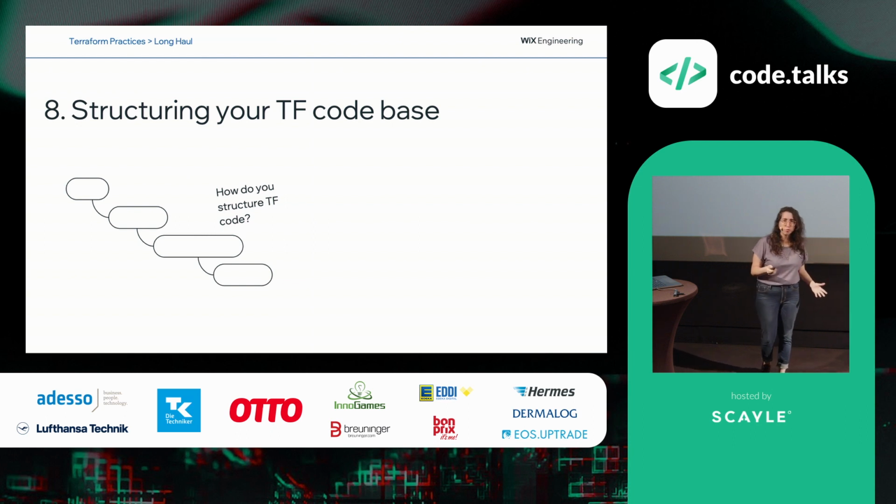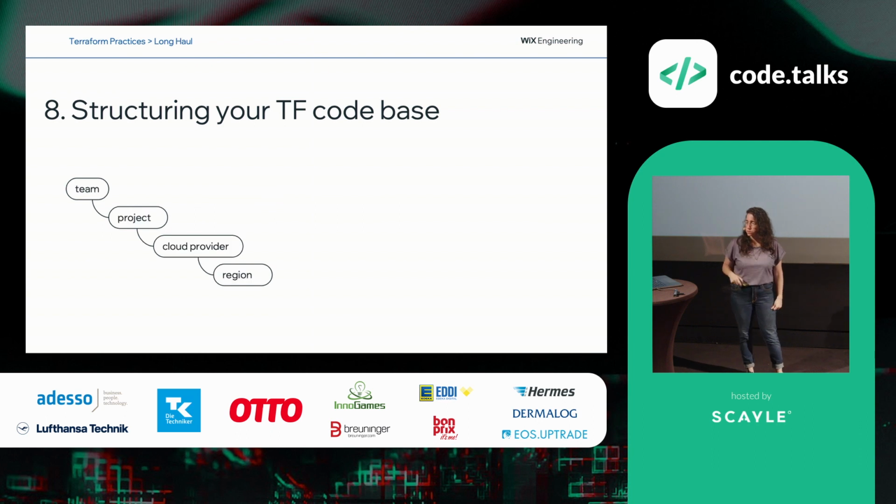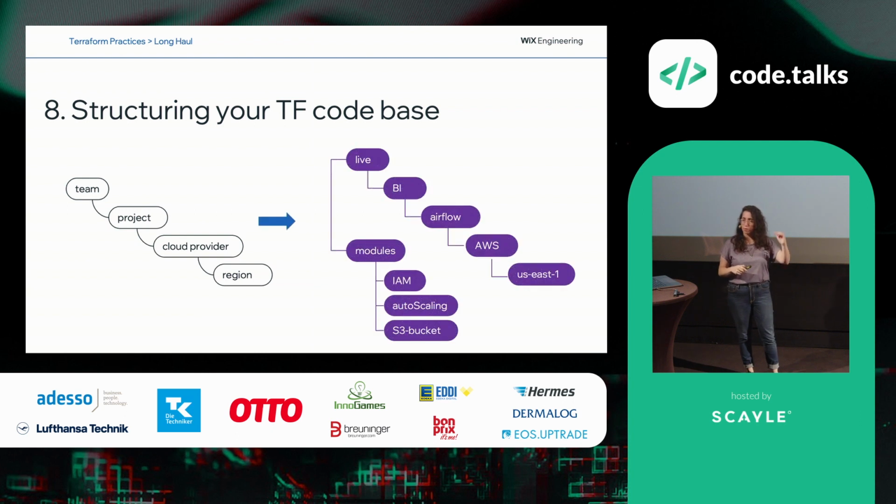So, structuring your Terraform codebase. There are a lot of ways to structure a Terraform codebase, and I want to show you how we structure the codebase at Wix, where I work. This is how we structure it: team, project, cloud provider, and region. And this is an example. We have, of course, the live and the modules, and then BI for team, Airflow for project, AWS for cloud provider, and US East 1 for region.